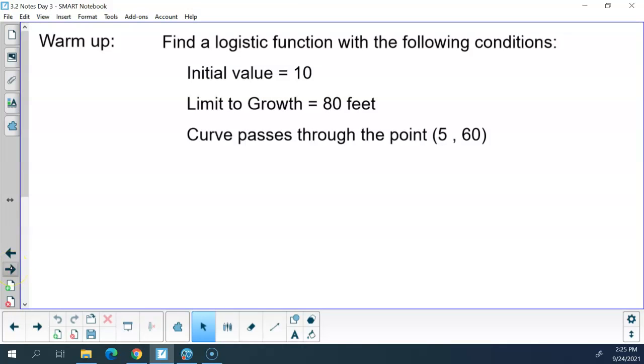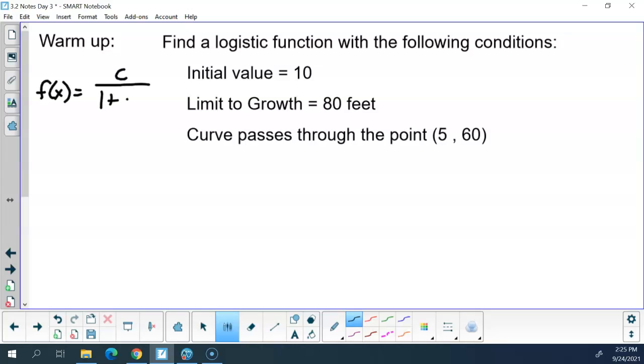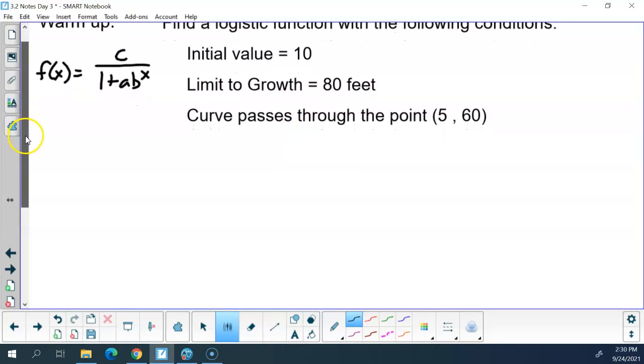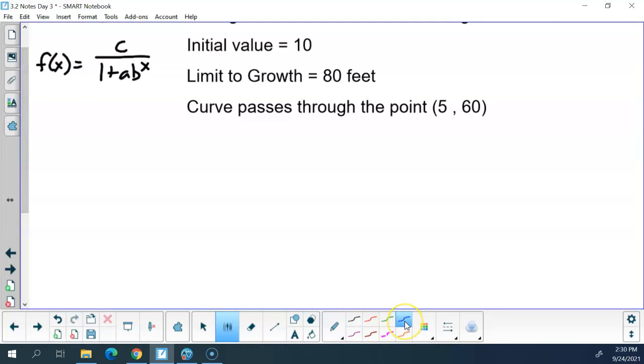Here is a great warm-up for you from yesterday. I want you to find me a logistic function in the form f of x equals c over 1 plus a b to the x power with an initial value of 10, a limit to growth of 80, and it goes through the point 5, 60. So, initial value of 10, that tells me that it's going to go through the point 0, 10.